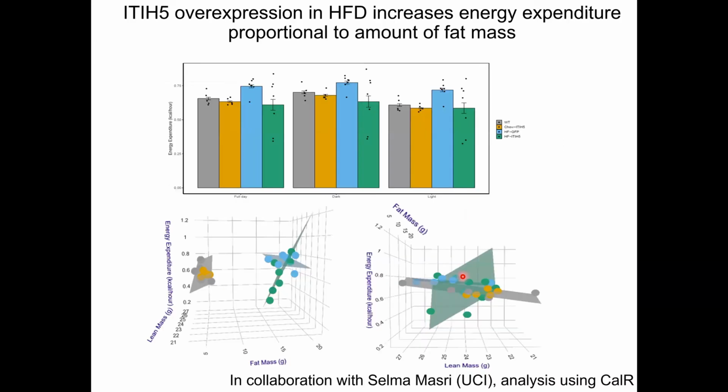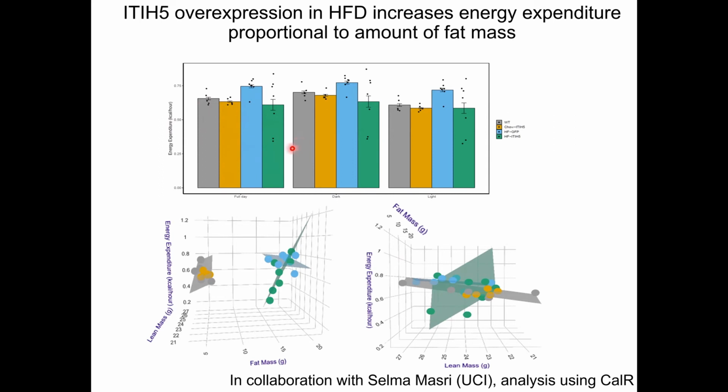So we were really curious about this. What is going on in fat that is mediating the systemic metabolic effects? And so we did some metabolic cage assays here. There's a lot of data that we go through, but the take-home message is that you can see the energy expenditure profile, this is chow GFP, chow ITIH5, high fat diet GFP, and then ITIH5 high fat diet. The energy expenditure looks very similar to the chow profiles. So again, just like the GTT, it's rescuing this effect.